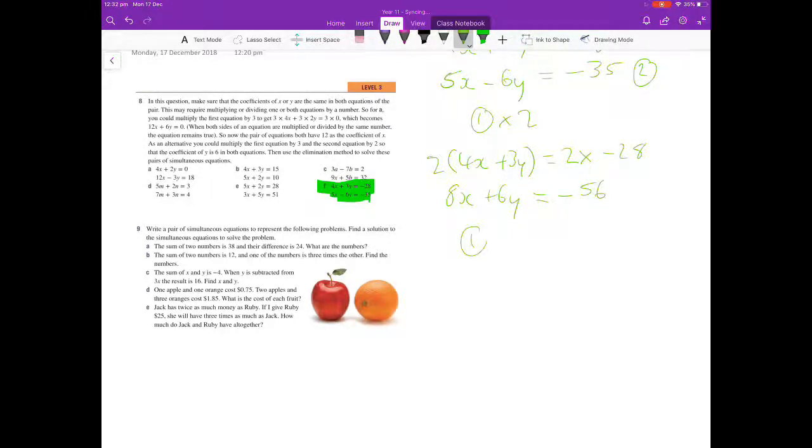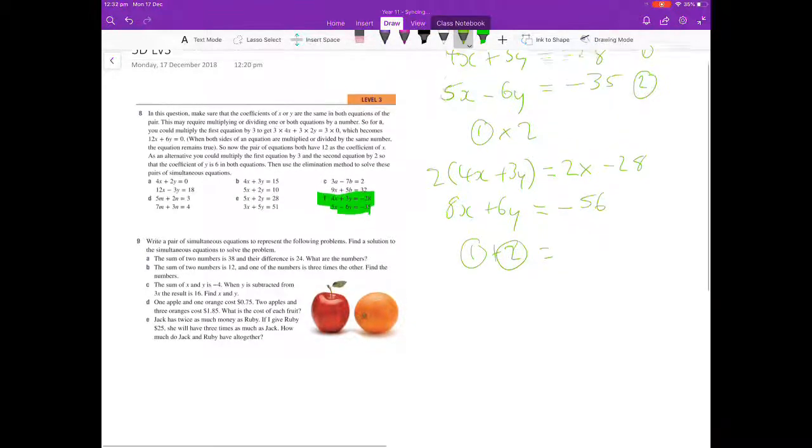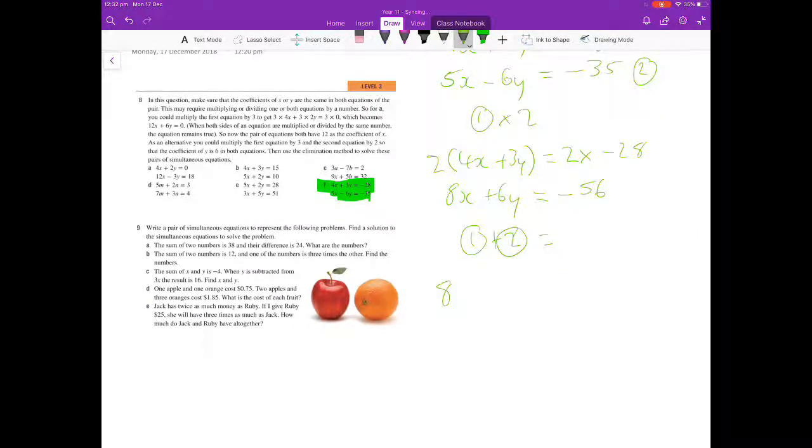Now we've got 1. We're going to take... Now we're going to add 2 because we've got a negative 6 and a positive 6. So we can add these guys together. We end up with 8x plus 6y plus 5x minus 6y equals minus 56 minus 35. Now y's will of course cancel out. 8 plus 5 gives us 13 x's, and then we equal negative 91.